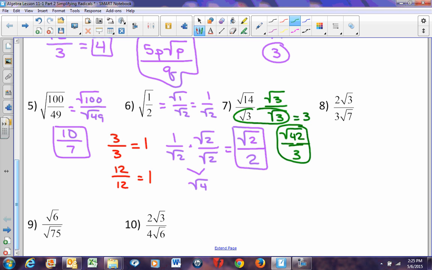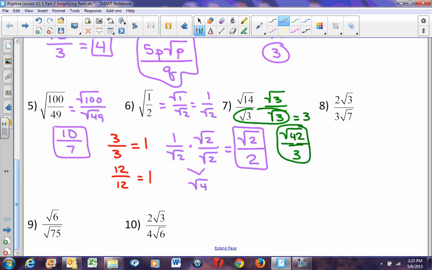We look at number 8, we have 2 square roots of 3 divided by 3 square roots of 7. The 3 is perfectly fine to have in the denominator. I can have 3's in my denominator all I want. I can't have the square root of 7. So I need to get rid of the square root of 7. Since it's multiplied, not added or subtracted, the only thing I need to get rid of is the square root of 7.